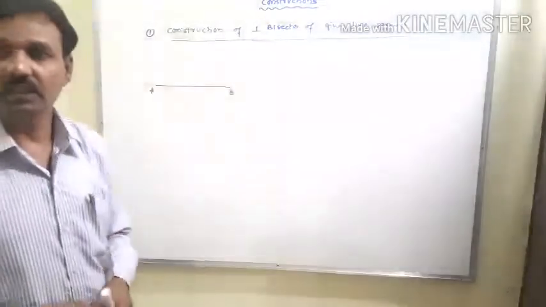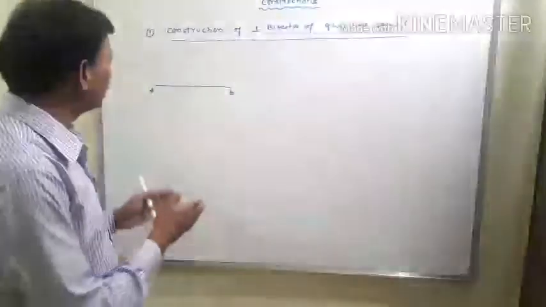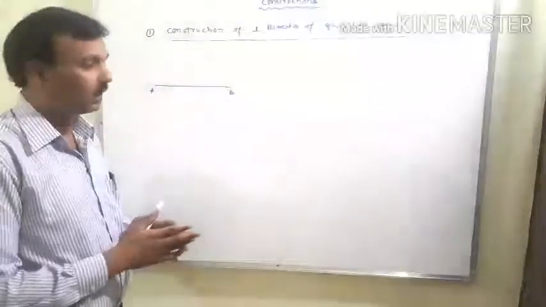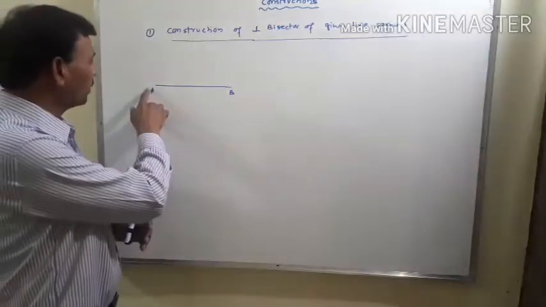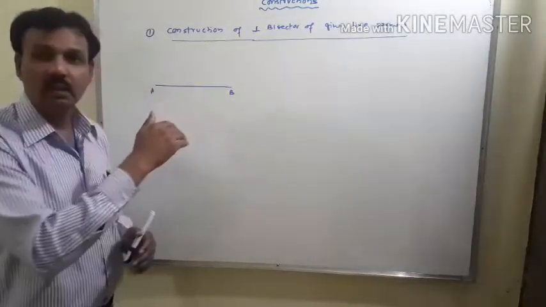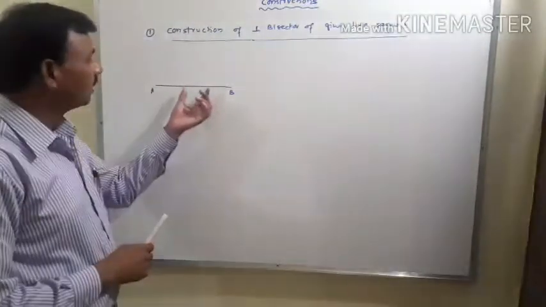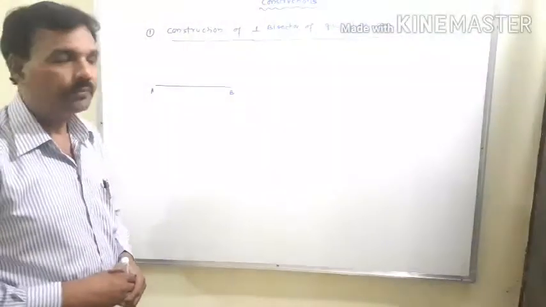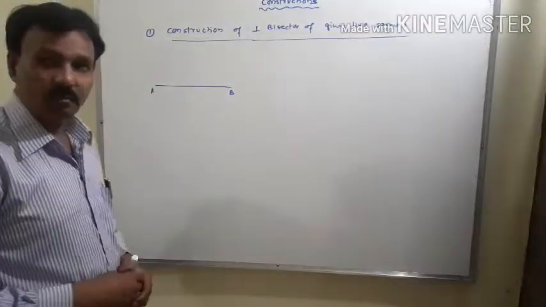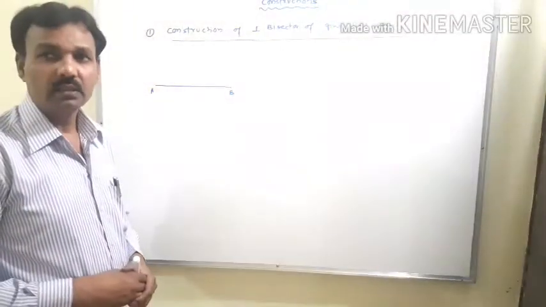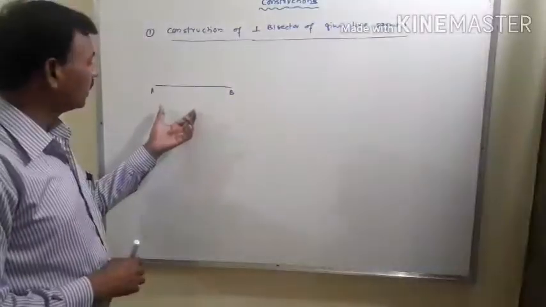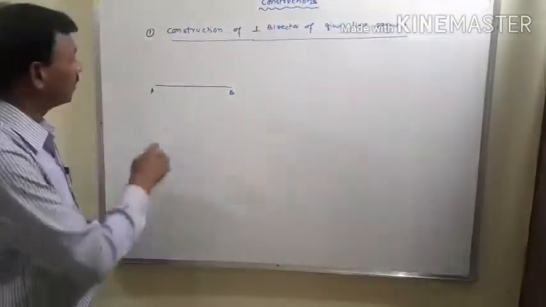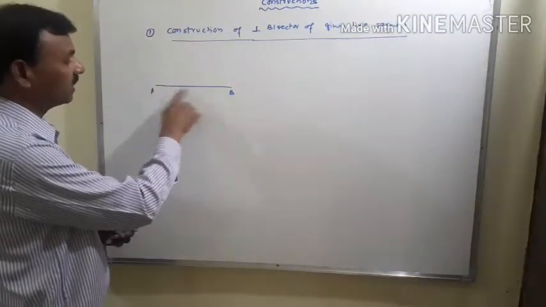Perpendicular bisector means a line which bisects, that means divides, the line AB into two equal parts, and that line will be perpendicular, that means it makes an angle of 90 degrees with the line AB. How to draw? In your compass, you should take a distance, that means a radius, more than half of the length of this AB.